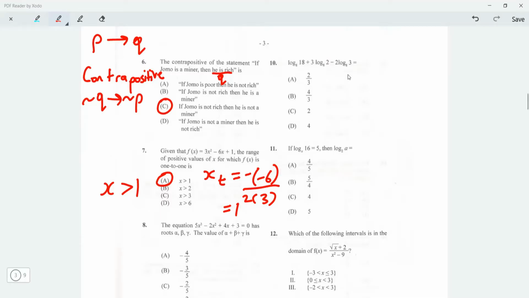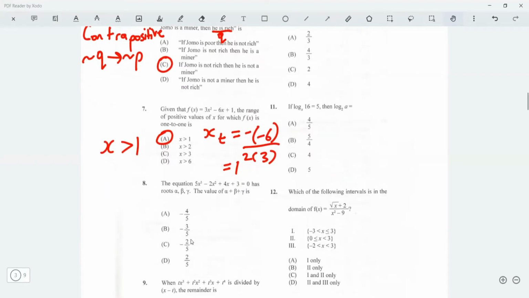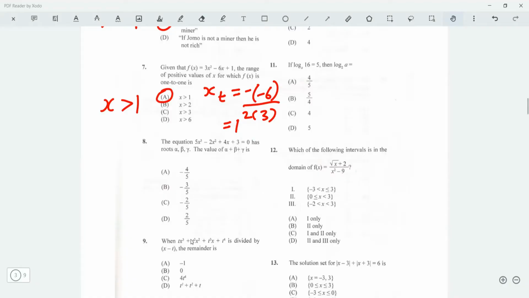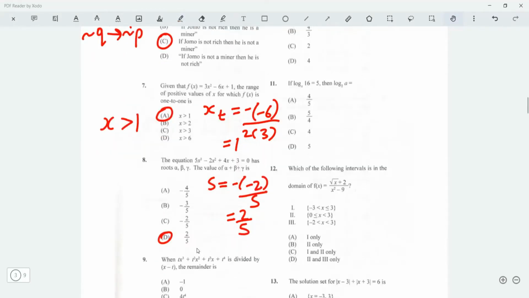All right. Now, question number 8 says the equation is given by this cubic. Find the value of alpha plus beta plus gamma. Now, if alpha plus beta plus gamma is what we want, alpha plus beta plus gamma is minus b over a. So the sum is minus 2 over 5, which is 2 over 5. That's option D. Nice.